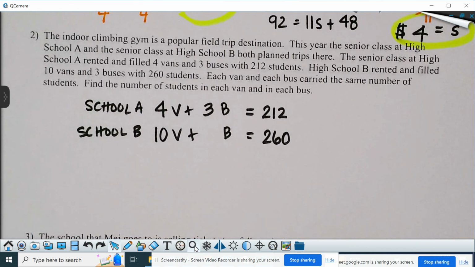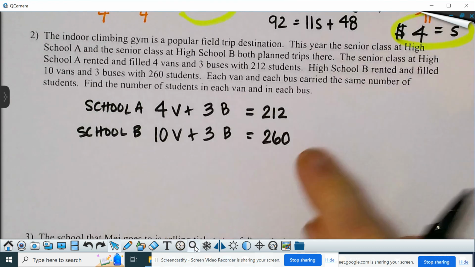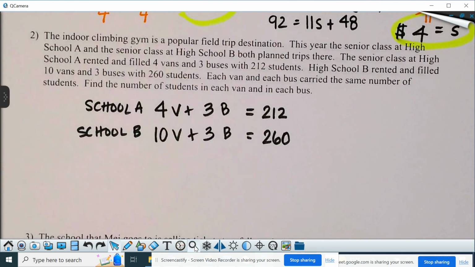So I didn't answer those questions right the last time. I'm sorry. They took 4 vans and 3 buses for school A. School B took 10 vans and 3 buses. And their total number of students in each was 212 and 260. So with that said, again, work in elimination, and I didn't show you Desmos on the last one. I'll show you Desmos on this one.